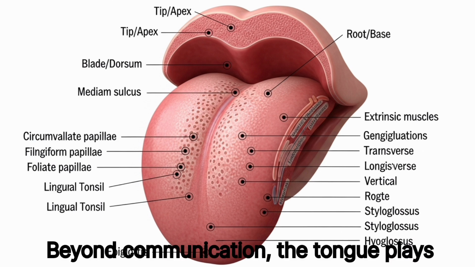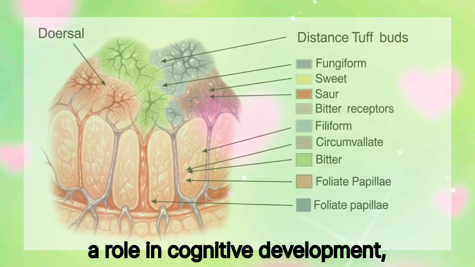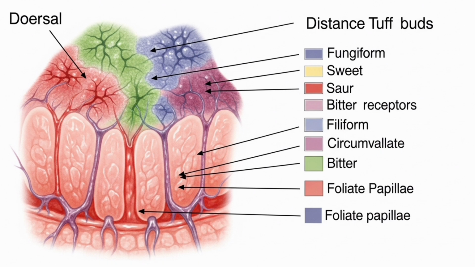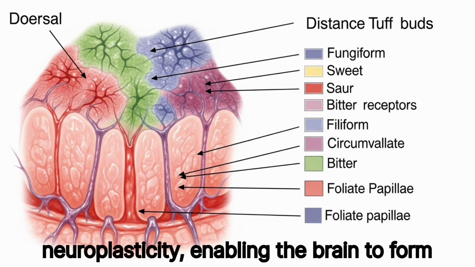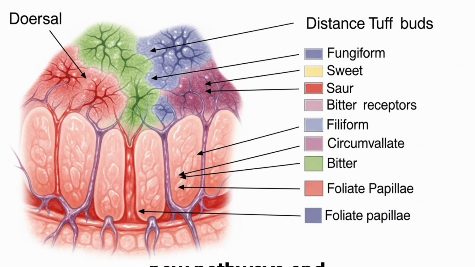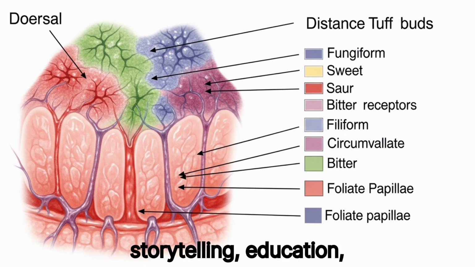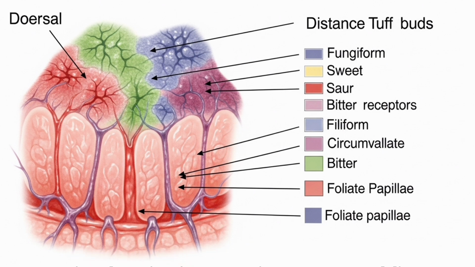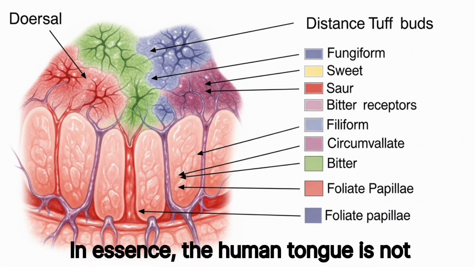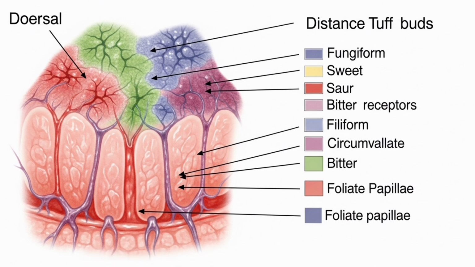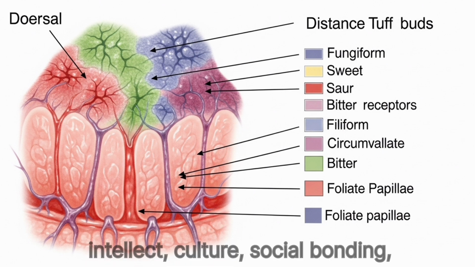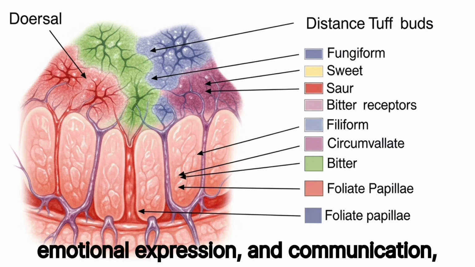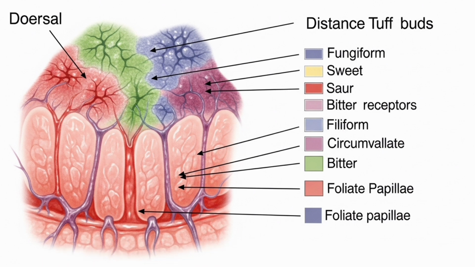human interaction. Beyond communication, the tongue plays a role in cognitive development, as speaking stimulates neural circuits associated with memory, reasoning, and learning. Linguistic use of the tongue enhances neuroplasticity, enabling the brain to form new pathways and strengthen existing ones. Culturally and socially, the tongue is central to storytelling, education, ritual recitation, music, poetry, public speaking, and the transmission of knowledge across generations. In essence, the human tongue is not merely a biological organ, it is an instrument of identity, intellect, culture, social bonding, emotional expression, and communication, a defining element of what makes us human.